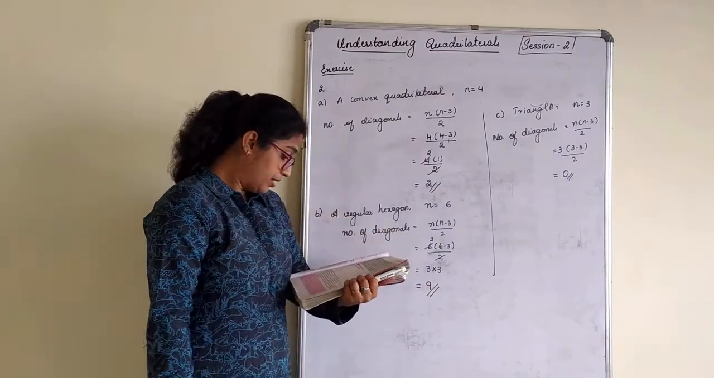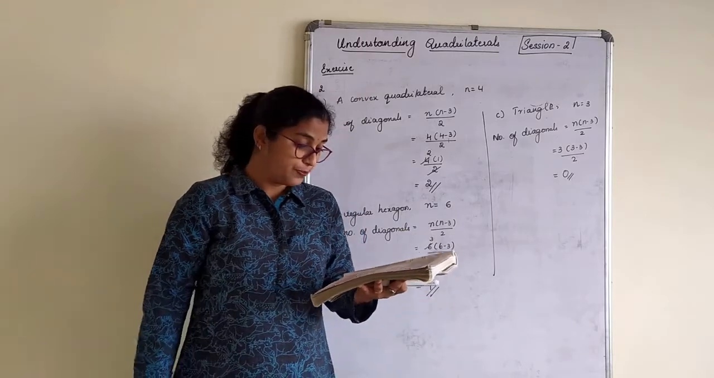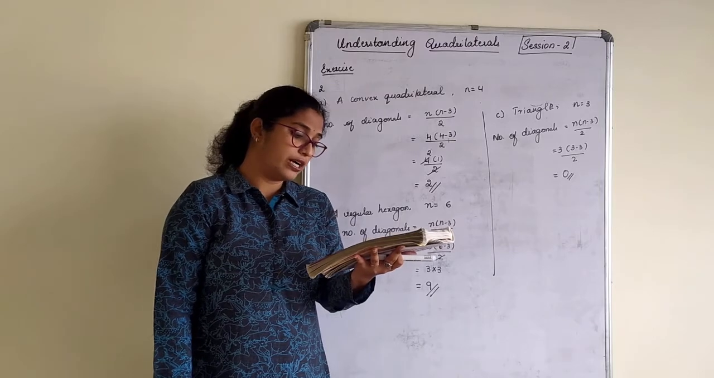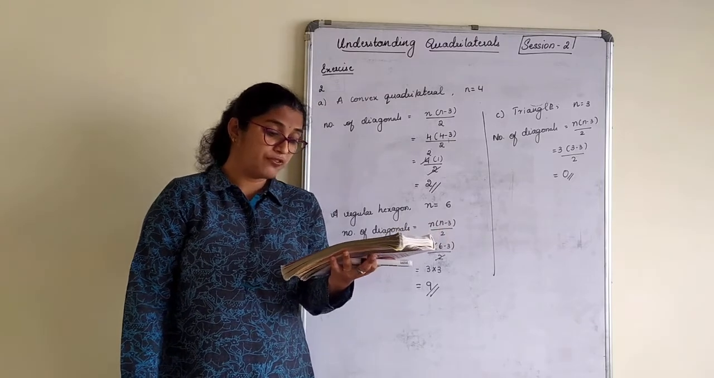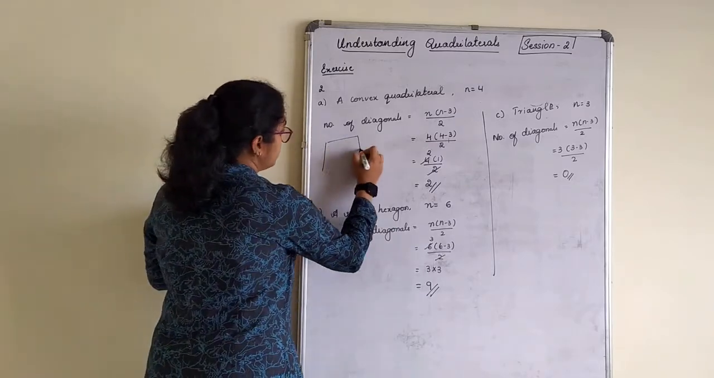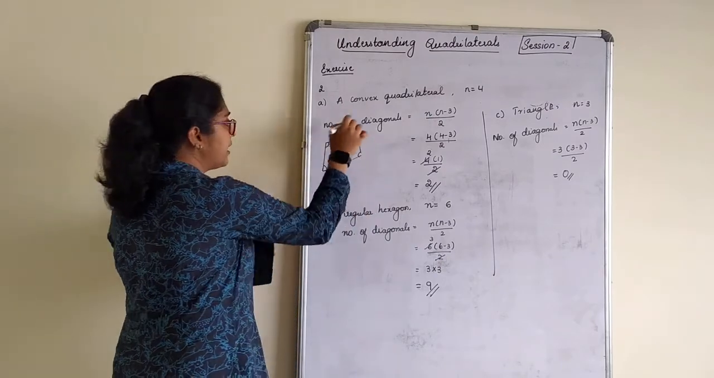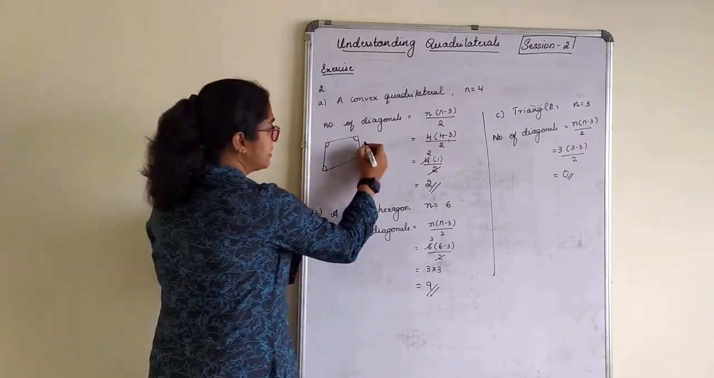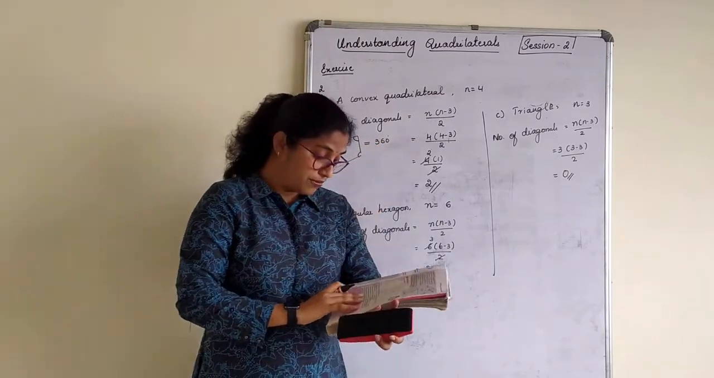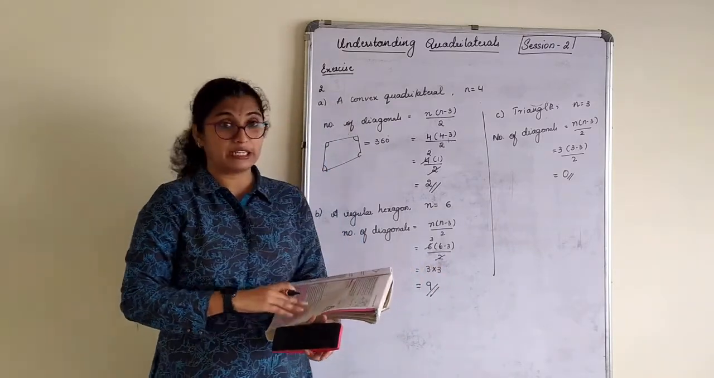Next question. I'll be dictating the sum orally, so please make a note of it. What is the sum of the measures of the angles of a convex quadrilateral? A convex quadrilateral is this. They are asking what is the sum of the measures of all the angles of a convex quadrilateral. The answer is 360 degrees. You write: the sum of the measures of all the angles of a convex quadrilateral is 360 degrees.